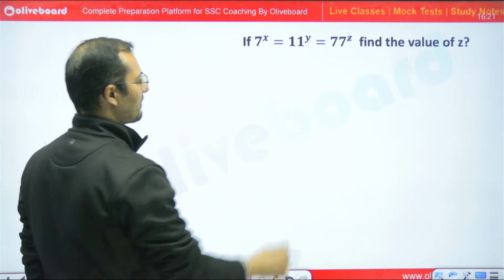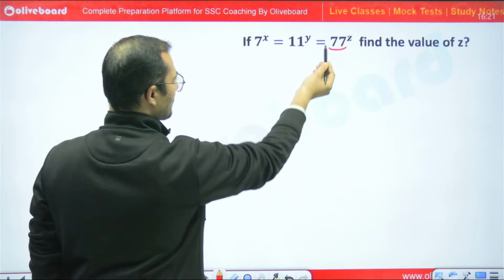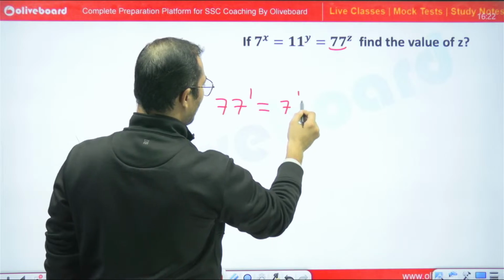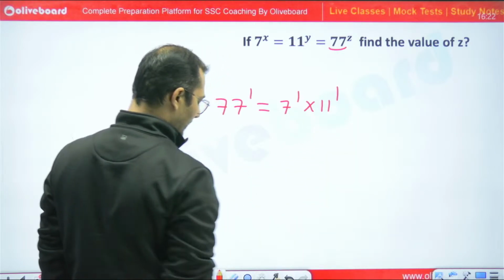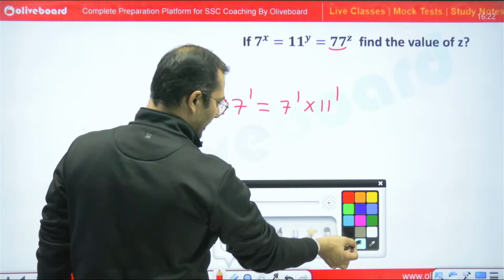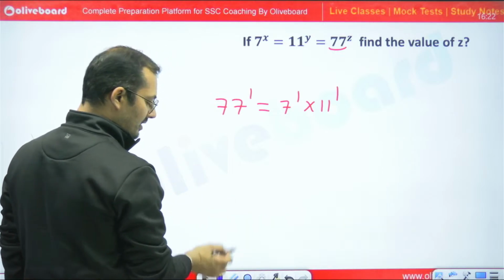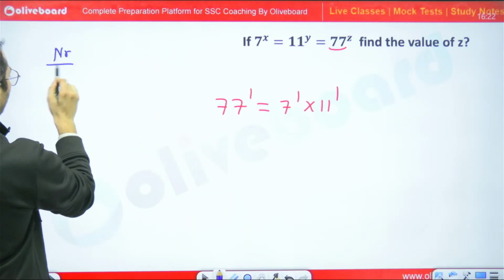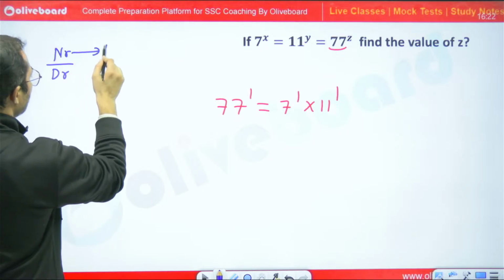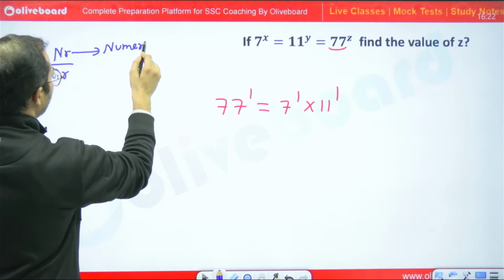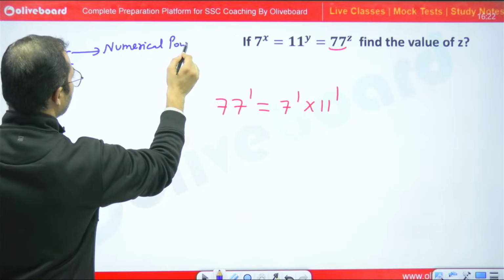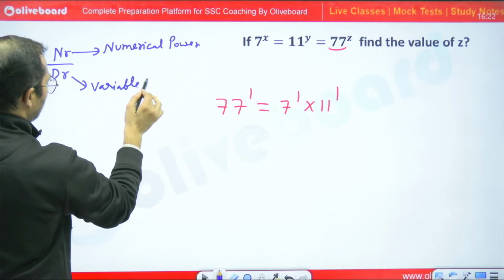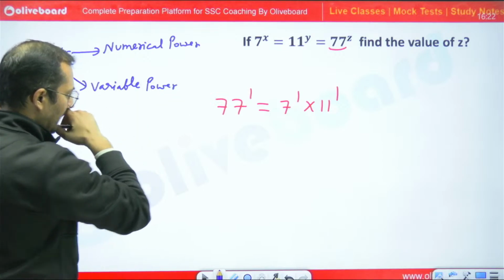So what is the highest base number? 77. So take 77 to the power 1. We can write it as 7 to the power 1 into 11 to the power 1. Simple. Now compare: I will take the numerical power in the numerator and the variable power in the denominator. It is clear.